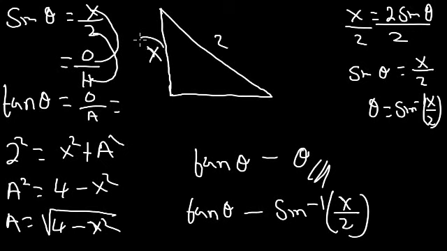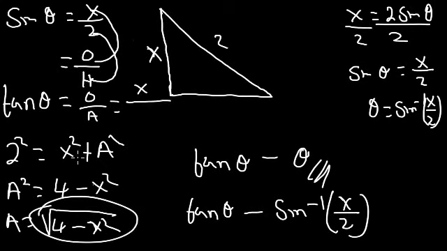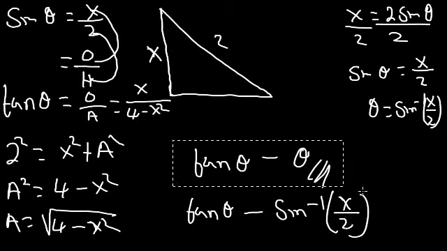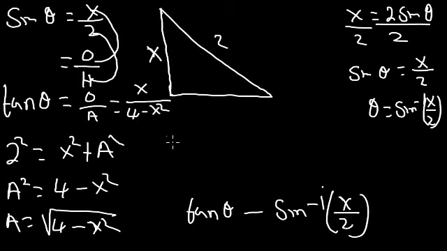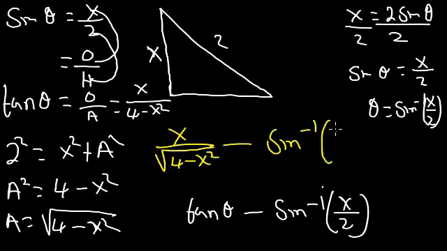That will simply be the opposite, which is x, divided by the adjacent, which is the square root of 4 minus x squared. And finally, our final answer for this problem will simply be x over the square root of 4 minus x squared, minus sine inverse of x over 2. And this is our final answer, plus C. Don't forget the plus C to this problem.